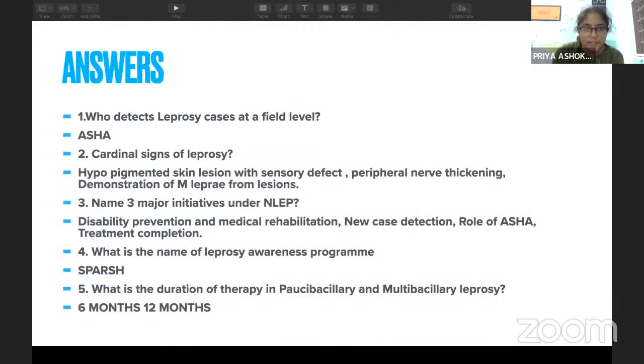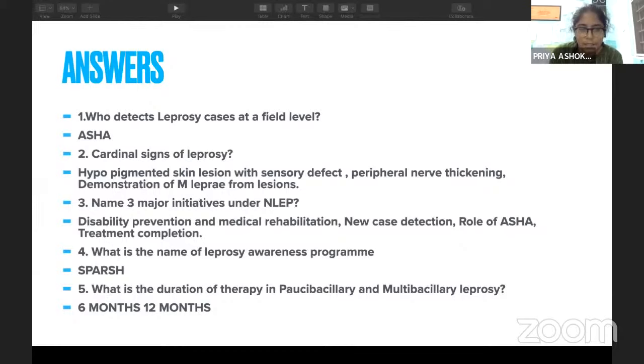All right. So you've answered everything correct. ASHA, cardinal signs of leprosy. One more thing that you can add is peripheral nerve thickening, hypopigmented lesions. Yes. You can also demonstrate an leprosy lesion, but that's not a sign. It's an investigation that you do.